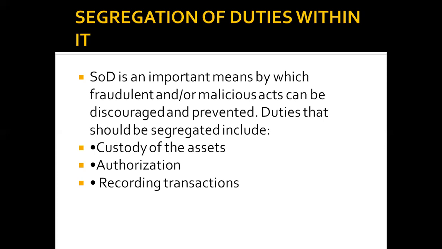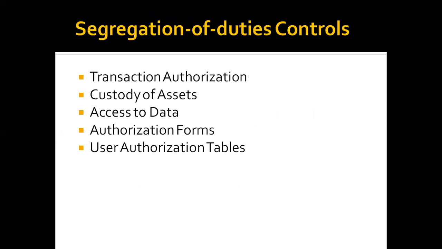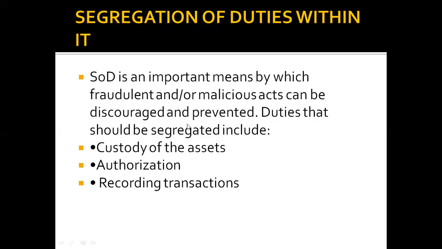Duties that should be segregated include custody of the assets, authorization. In IT, there is what we call ownership and custodianship. So we have data owners, you have asset owners. The owners are basically the senior executives in the organizations that have the responsibility to make decisions on IT. So you have a particular asset or a particular data. The owners are the ones that make decisions, they're the ones that make the rules, the ones that make policy decisions on those assets and data.